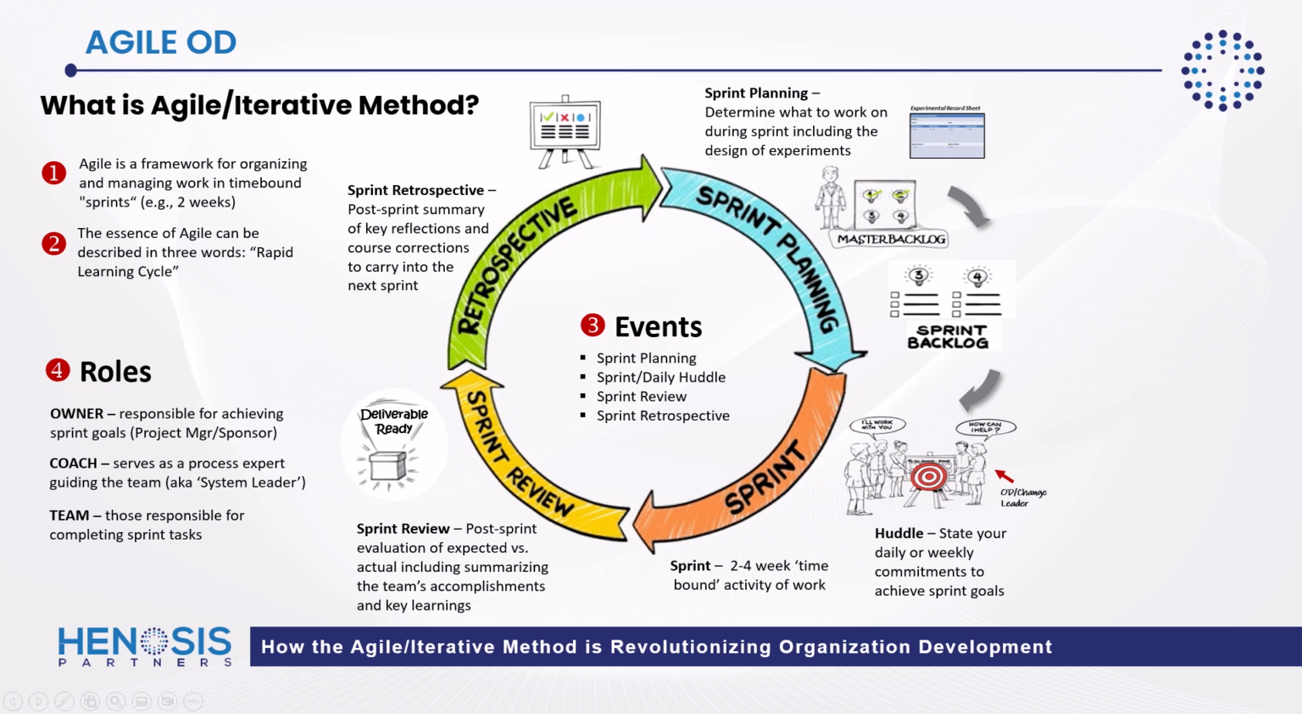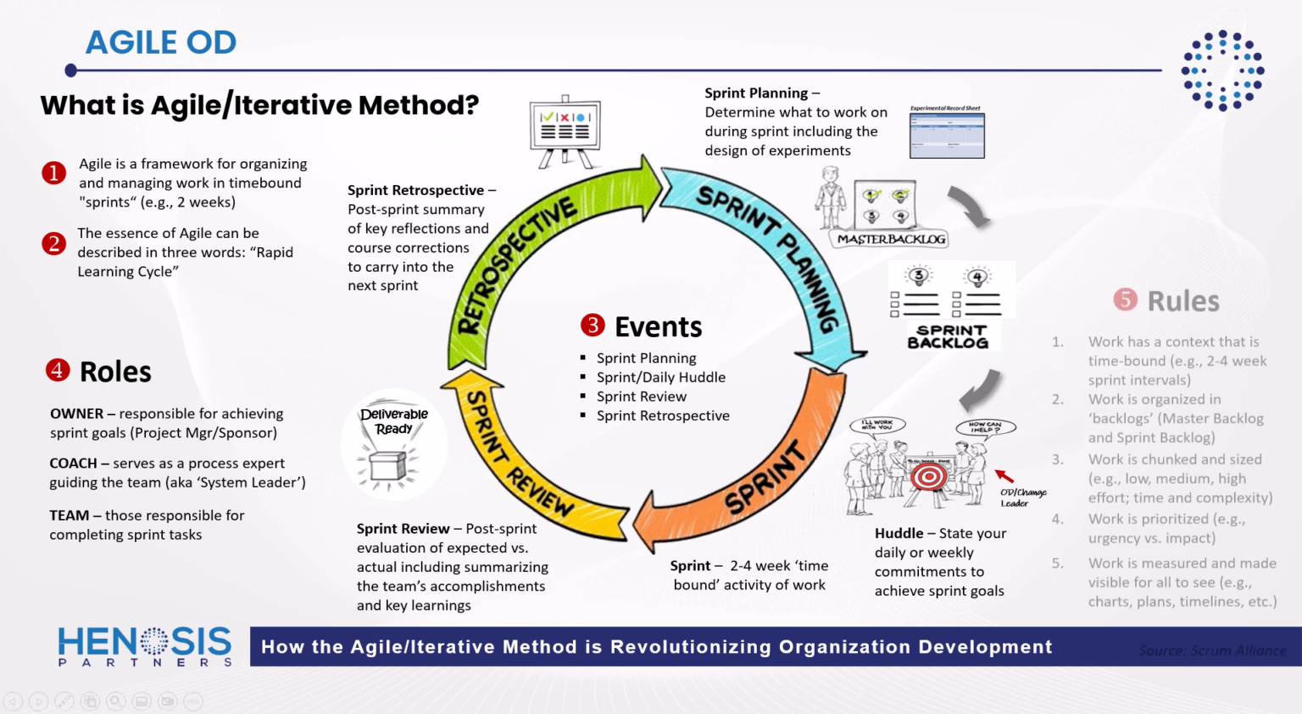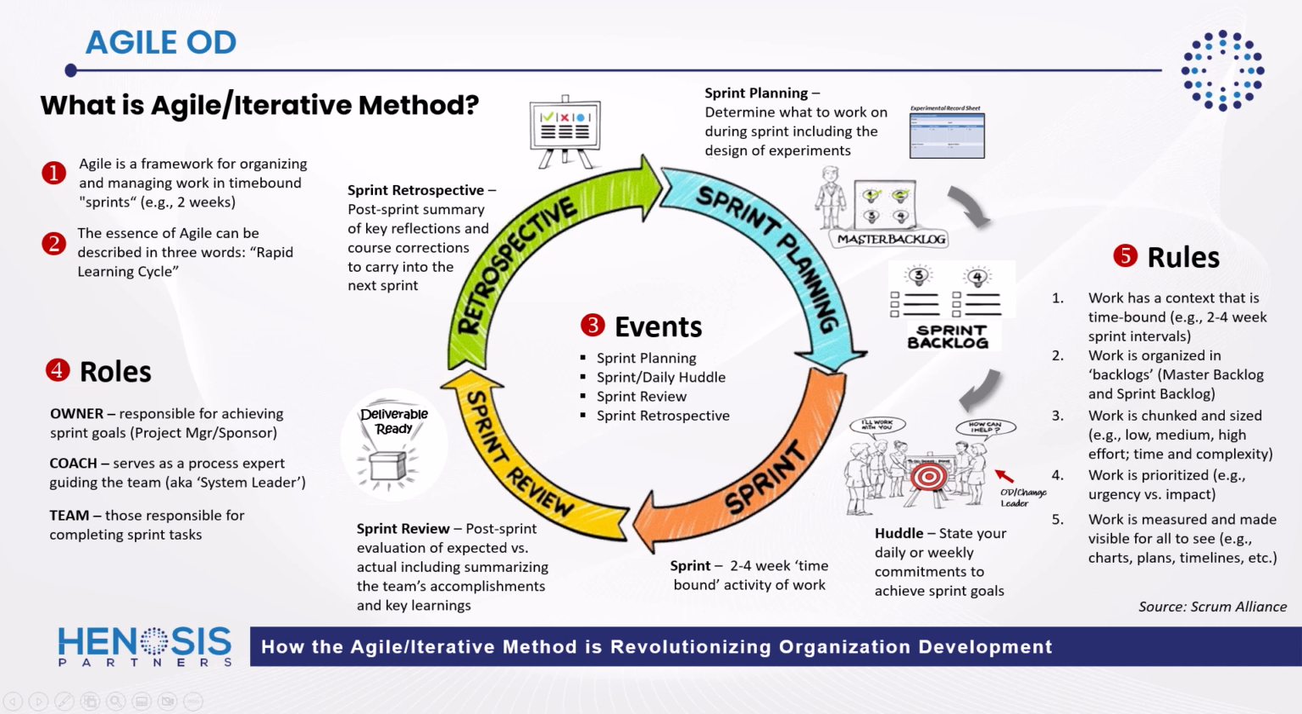And as you execute the Agile framework, there are a few rules to also be mindful of. For example, work has a context that is time-bound. That is, sprints are defined in a 2 to 4 week interval. Work is also organized, as mentioned, in the form of backlogs. We have a master backlog, which serves as a master list of future to-dos, and we have the sprint backlog, which is a list of things that the team is working on during the current sprint.